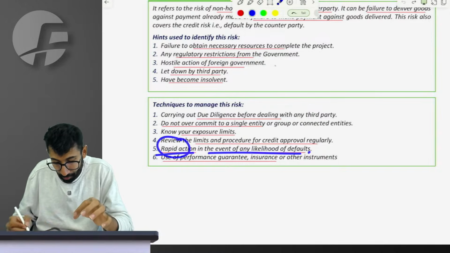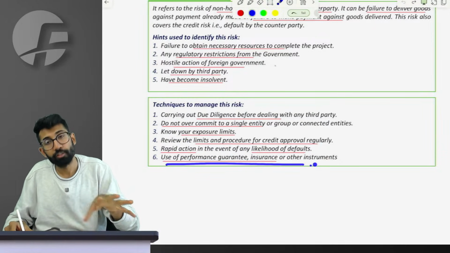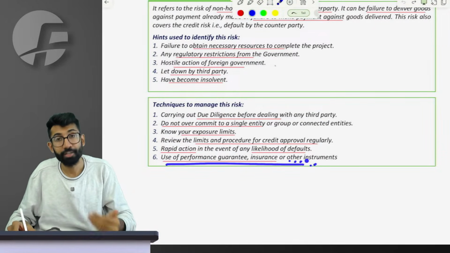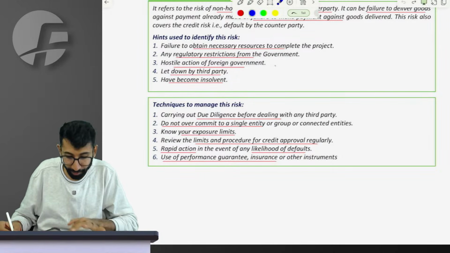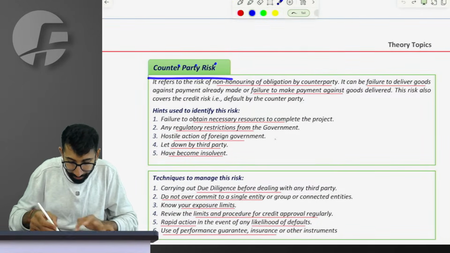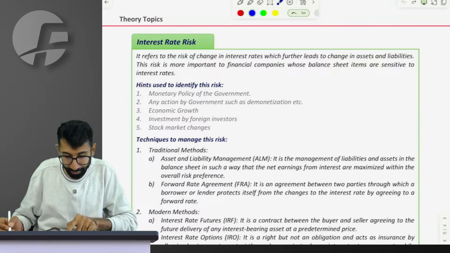What is the rapid action you can take? Make use of external instruments like bank guarantee, line of credit, insurance contract for risk of default. Perfect. So this is counterparty risk, and these are the ways to cover up that counterparty risk.